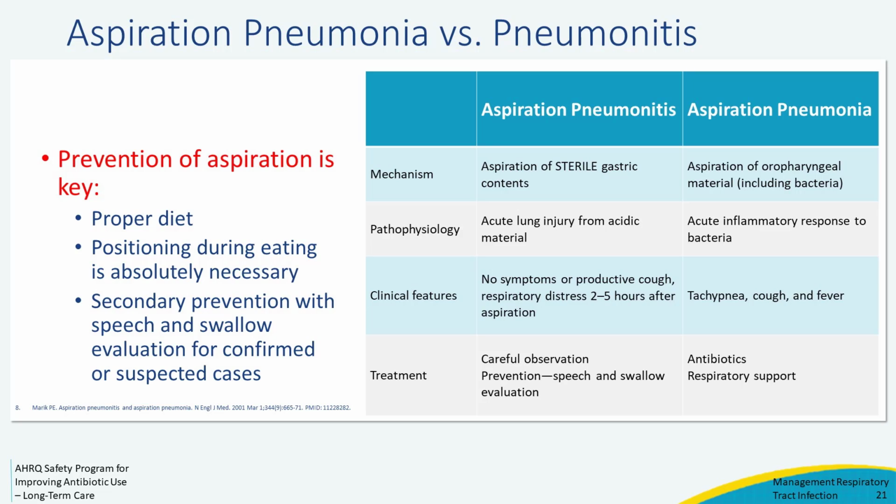Let's take a minute to try and distinguish between aspiration pneumonitis and aspiration pneumonia. Aspiration pneumonitis occurs due to inhaling sterile gastric contents into the lungs, which in turn causes inflammation. The inflammation caused by aspiration can lead to changes on chest films, as well as fever and increased white blood cell counts. Aspiration pneumonia typically occurs due to aspiration of bacteria colonizing the oropharyngeal tract, resulting in an inflammatory response to the bacteria itself. Clinical features can be similar between the two, but most importantly, aspiration pneumonitis symptoms should resolve within 48 hours without antibiotic therapy, while pneumonia will persist.